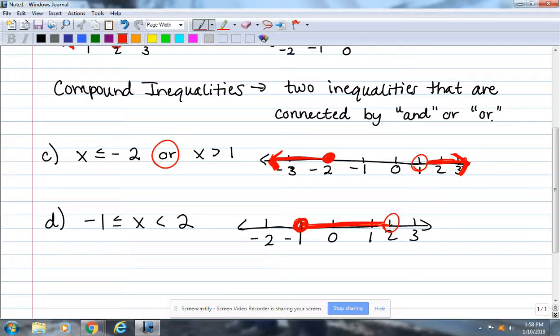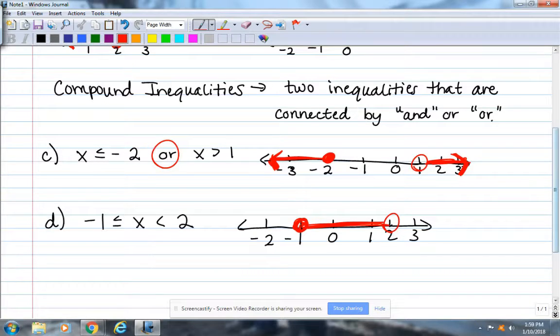Everything that's in red on my screen is part of a solution. All right? So is 0 a solution to this inequality? Is -5 a solution to this inequality? No, it's not. Is -1 a solution to this inequality? Yeah, it's colored in, right? Is 2 a solution to this inequality? No, because it's got an open circle. So 2 is a boundary, but it's not included as a solution. Does that make sense? Okay.